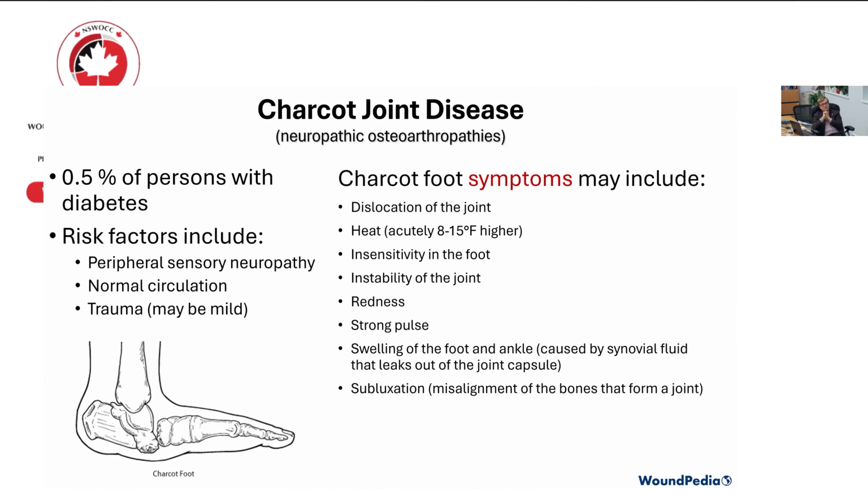There is insensitivity in the foot, instability of the joint, redness. Usually you have a bounding pulse, swelling of the foot and ankle, and this may be caused by synovial fluid leaking out of the joint capsule. You get subluxation, or misalignment of the bones that form the joint.